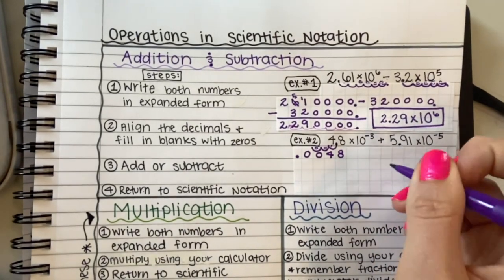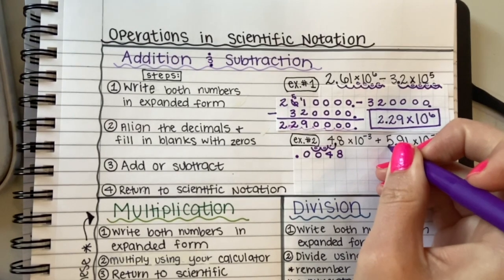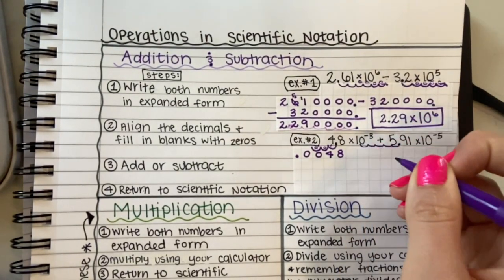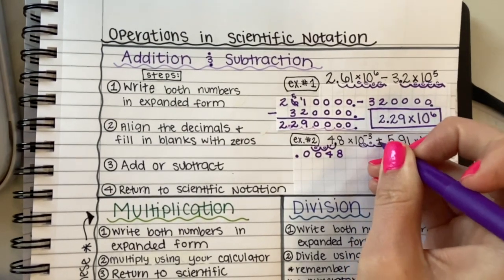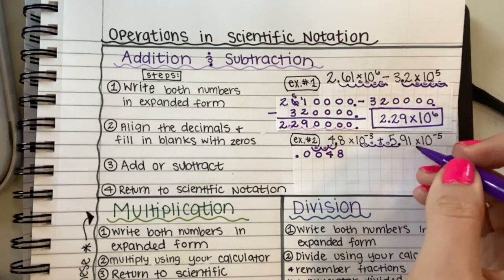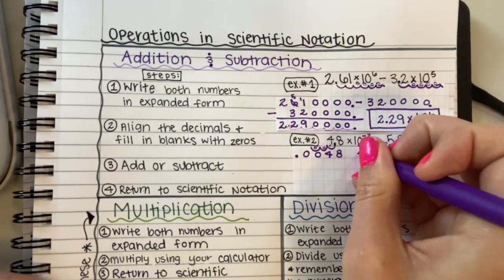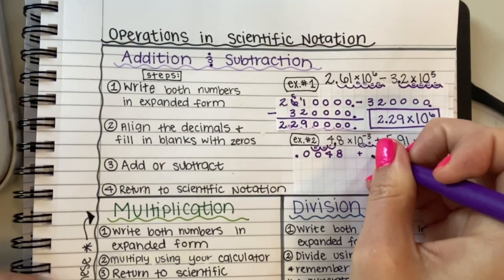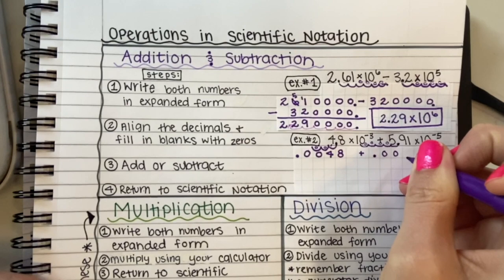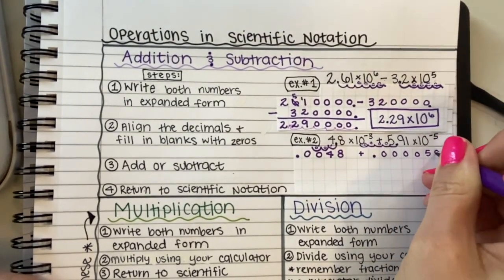I'm going to do the same thing for the other number. This one is a -5, so I'm going 1, 2, 3, 4, 5, which means there are going to be 4 zeros before that 5, 9, 1. I'm going to put my addition sign here. Decimal 1, 2, 3, 4, 5, 9, 1.